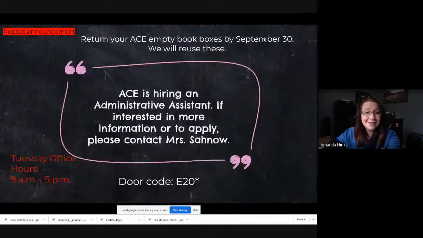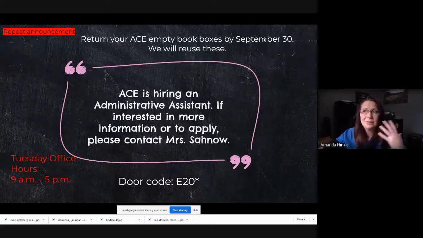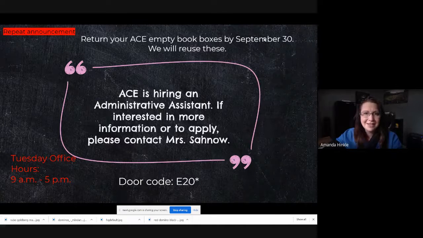We are still in the hunt for an administrative assistant. Mrs. Sano and I were just talking about this morning, and what a blessing it would be if there was somebody who is ready, willing, and able to kind of step into a bit of a role in the office. So if you know of anybody, please send their information our way. We would love to visit with them. Book boxes, making sure that you're returning those. Office hours. The office does not open until 9. I know oftentimes we are there before that trying to get our ducks in a row. So if you could be sure to show up 9 or after, that would be greatly appreciated. And the door code is E20*.